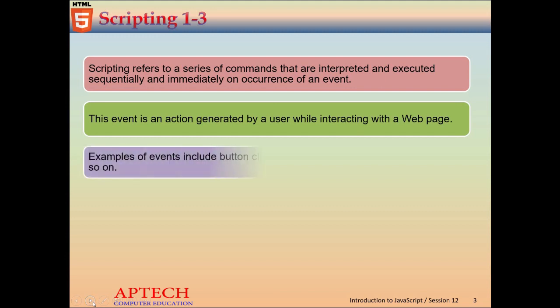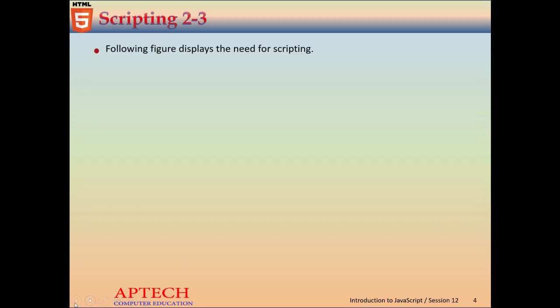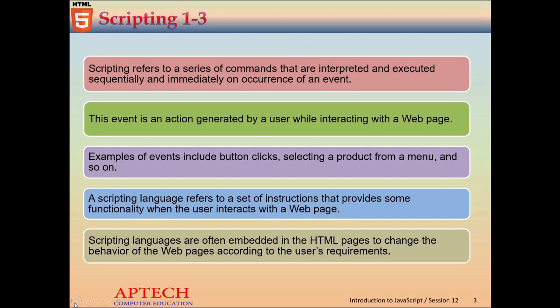Now, first of all, what is scripting? Scripting refers to a series of commands that are interpreted and executed sequentially and immediately on occurrence of an event. The action may be when the user clicks a page, clicks a button, selects a menu, selects from a drop down, and so on. So a scripting language refers to a set of instructions that provide some functionality when a user interacts with a web page, and is often embedded in the HTML page to change the behavior of the web pages based on the user requirements.